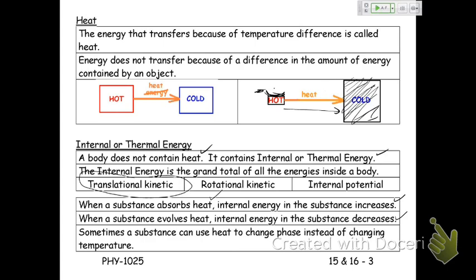Sometimes a substance can use heat to change phase. That just means it goes from solid to liquid, or from liquid to vapor, or, frankly, from solid to vapor. We can sublime, which means we go from solid to vapor, or we can go the other way, instead of changing temperature. So most of the time, when I put heat into a substance, it gets hotter. But every now and then, I get to this stage where it starts melting or it starts vaporizing.